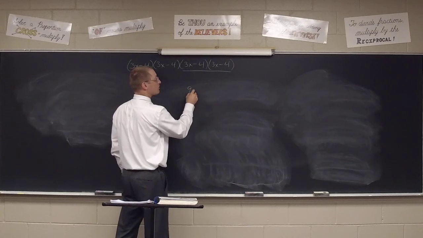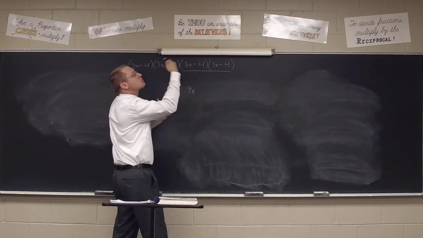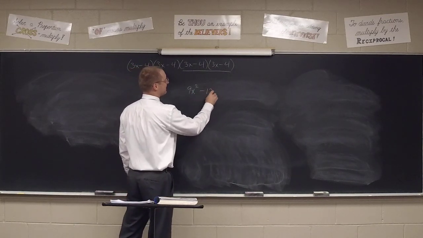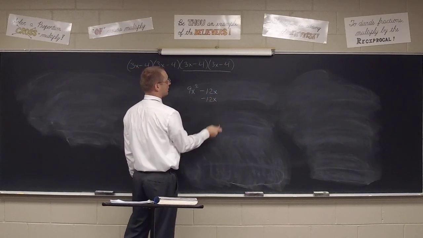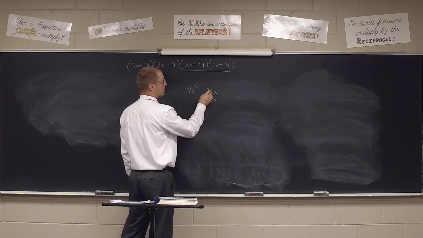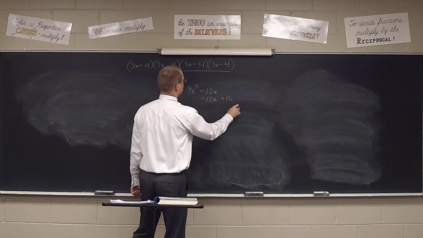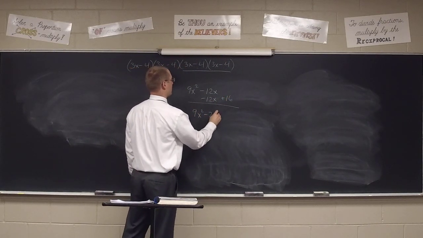9x squared. There we go. Negative 12x. Negative 12x. Negative 4 times negative 4, positive 16. And we add our partial products and we get 9x squared minus 24x plus 16.